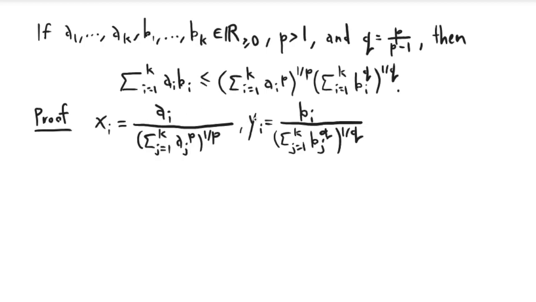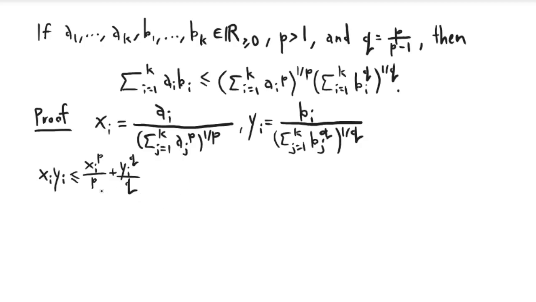So the reason that these values are useful to define is that now we can apply Young's inequality, which tells us that for each i, we have x_i times y_i is less than or equal to x_i to the p over p plus y_i to the q over q. Okay, and this works because p and q are Holder conjugates of each other, and also because x_i and y_i are non-negative for each choice of i.